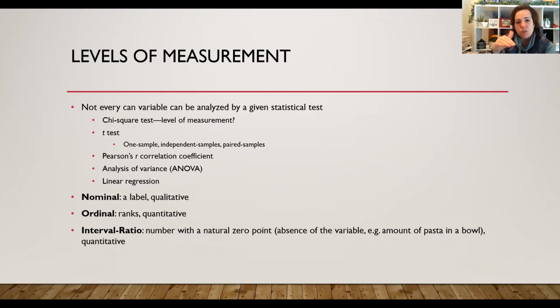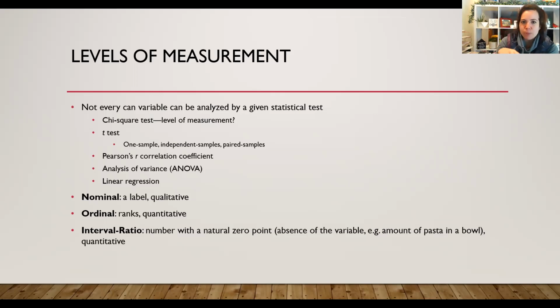Next is ordinal. So that's a rank and it tends to be quantitative. So we'll go over that in just a second. But again, there's not a meaningful difference between one and the other. So coming in first place versus second place for a race, right? There's an order, there's a rank, but is it meaningful between 1 and 2? The person who wins the huge prize, I'm sure they would say yes.